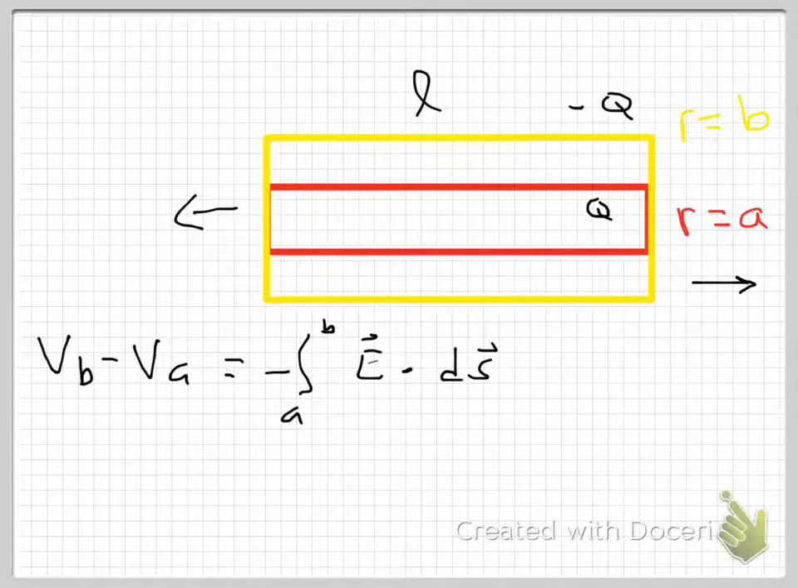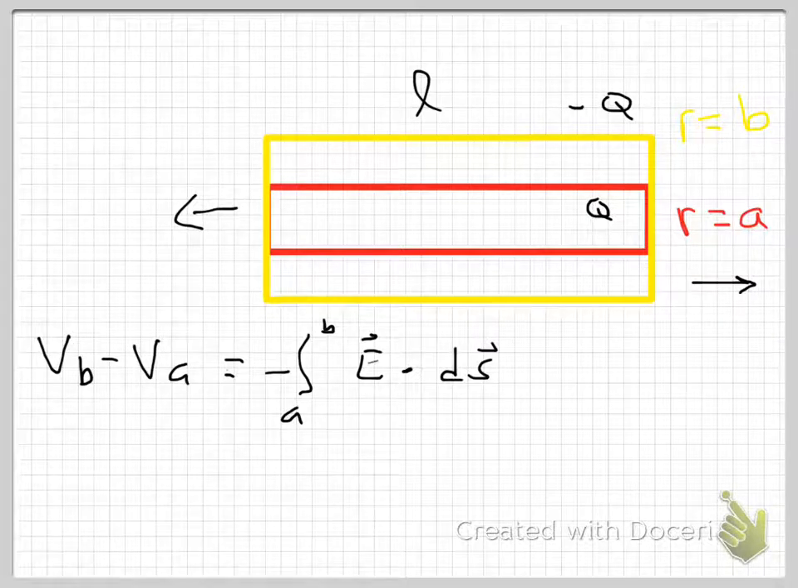The inner conductor has a charge of positive Q. The outer conductor has a charge of minus Q, as it has to. Their magnitudes have to be equal, as they do for capacitors. And I've given you the general formula for potential difference in terms of the electric field and a path length. So the first thing to do is figure out what the electric field is.